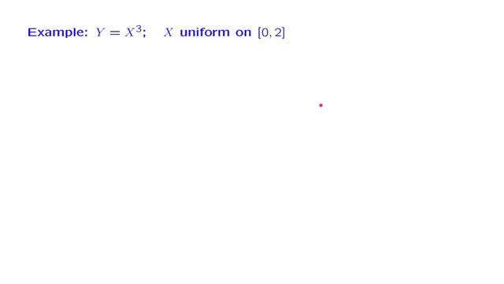In our first example, we let x be a random variable which is uniform on the range from 0 to 2, and so the height of the PDF is 1/2. And we wish to find the PDF of the random variable y, which is defined as x cubed. So since x goes all the way up to 2, y goes all the way up to 8.